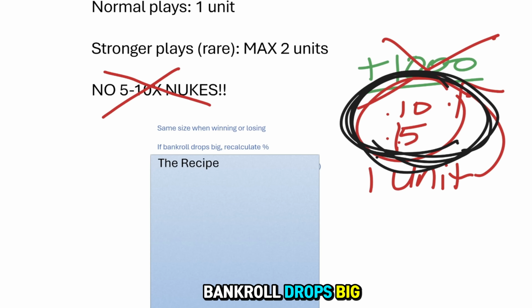Next, if the bankroll drops big, recalculate the percentage. So if you started with $500 and you've had a really rough stretch and you're down to, let's say, $300 or less, recalculate what your unit size is, and then you can start again and scale down that unit size.